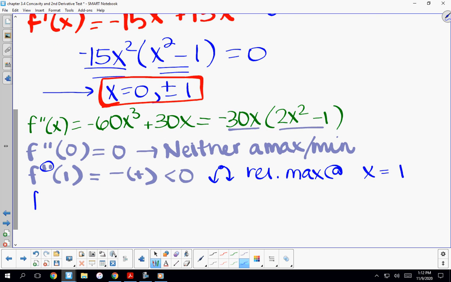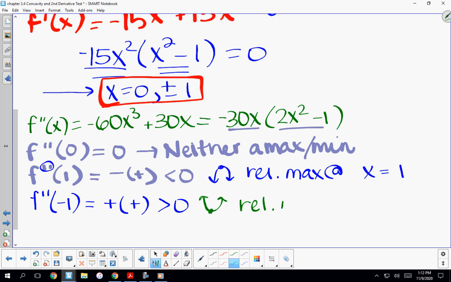And we're going to do the same thing with negative 1. So when I plug in a negative 1, I get a positive times a positive, which in this case means it's concave up. So if it opens upward, this must have been a relative minimum.